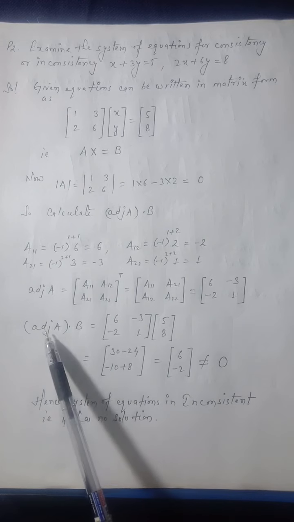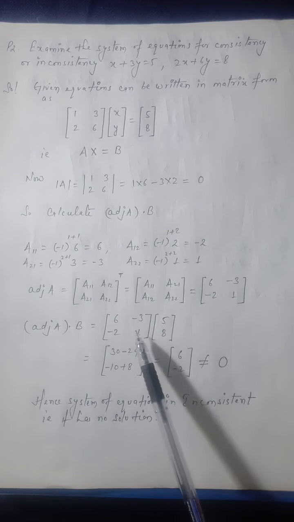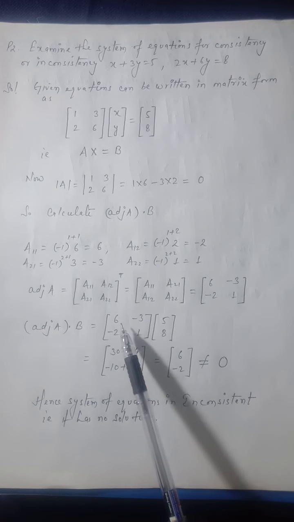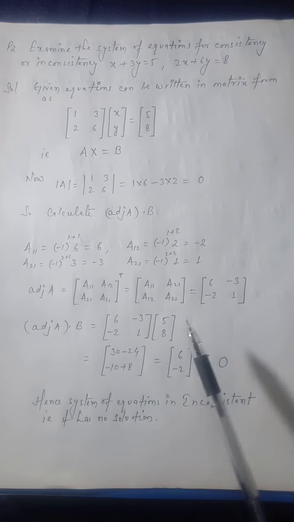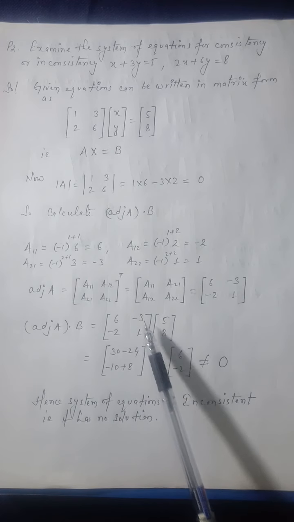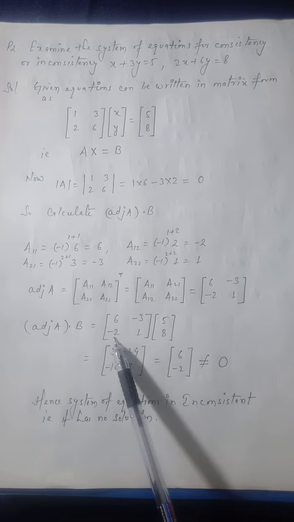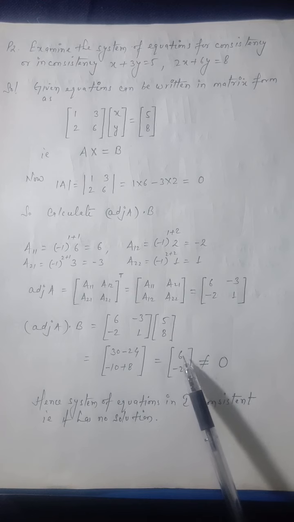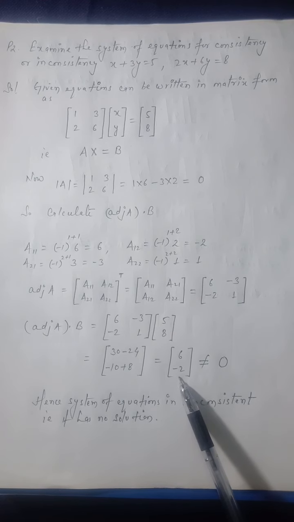Now find out adjoint of A into B. This is adjoint matrix, this is matrix B. Multiplication you already know, multiply this row with this column. So you will get 6 into 5 minus 3 into 8. Second row, first column, minus 2 into 5 plus 8 into 1. So finally we are getting 6 and minus 2. So adjoint of A into B is not a null matrix.